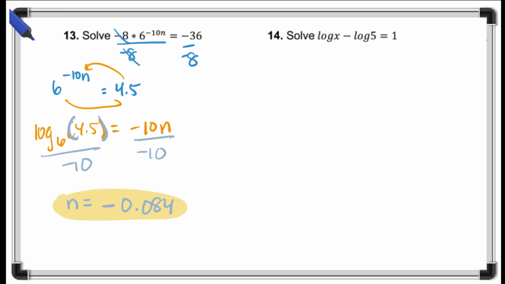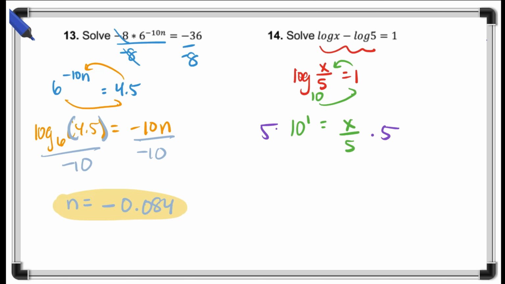Number 14, we will condense what we have here. So we are going to make x divided by 5. Now remember, when we were rewriting, common log has a base of 10. So 10 to the first is equal to x over 5. And when I multiply both sides by 5, I get 50 is equal to x. Check. This is good. So x is equal to 50.